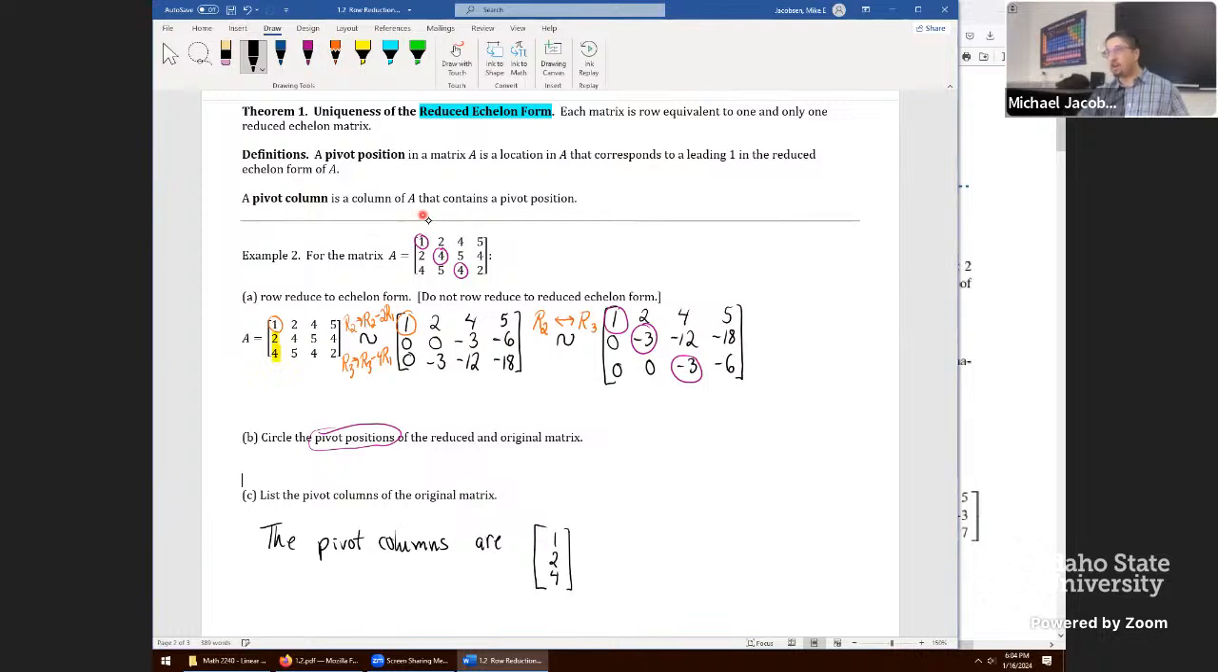We'll be calling these later on column vectors. Next one is 2, 4, 5. And the last one is 454.